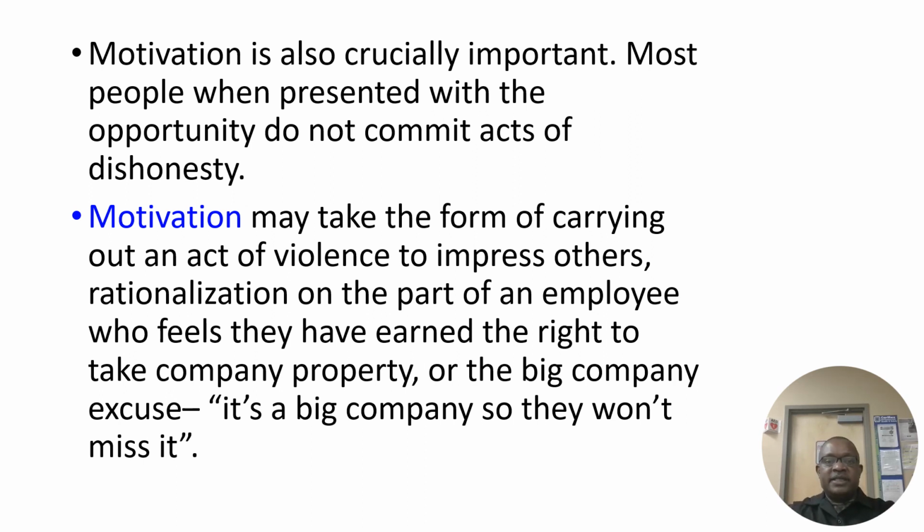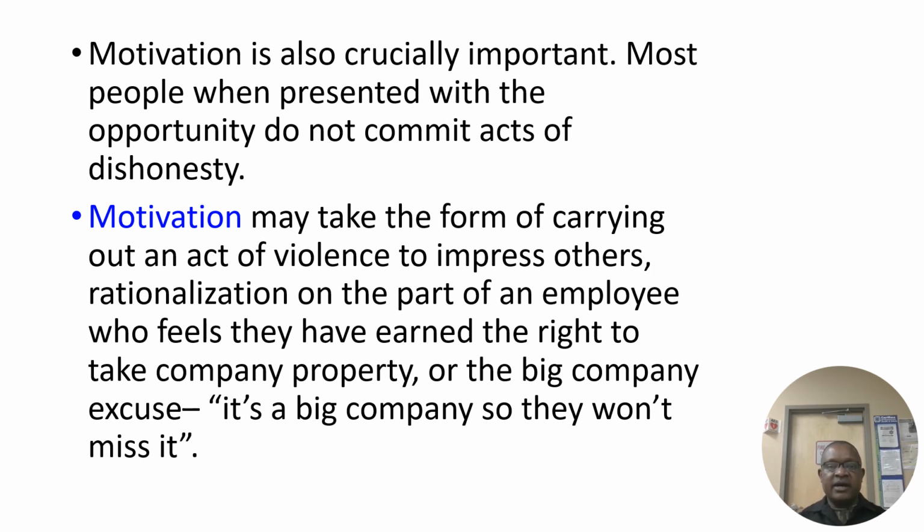We say also motivation is crucially important. Most people, when presented with opportunity, do not commit acts of dishonesty. Not everybody, when presented with an opportunity, will commit a crime of dishonesty. But when there is a motivation within that person, then the crime will definitely occur. The person will definitely commit the crime.